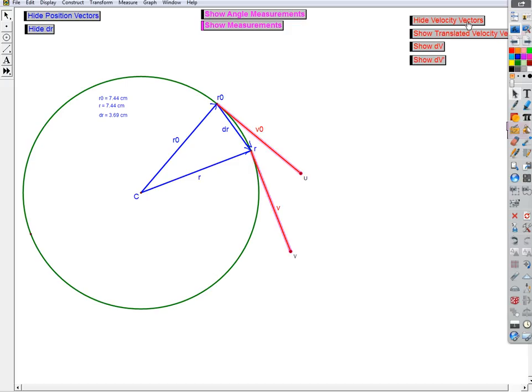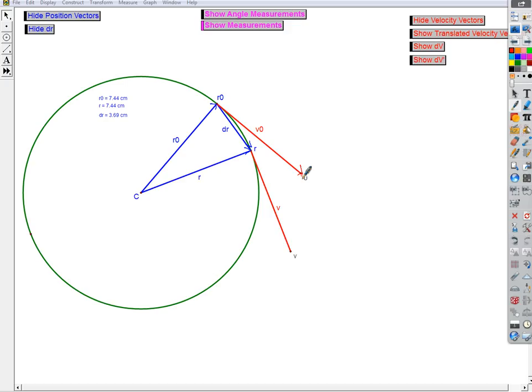So this represents my initial velocity. Does that make sense? The length corresponds to the speed, right? Speed is the magnitude of velocity. And the direction corresponds to the instantaneous velocity direction that the object has at that point.